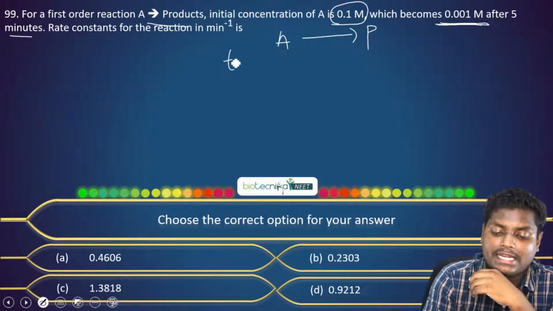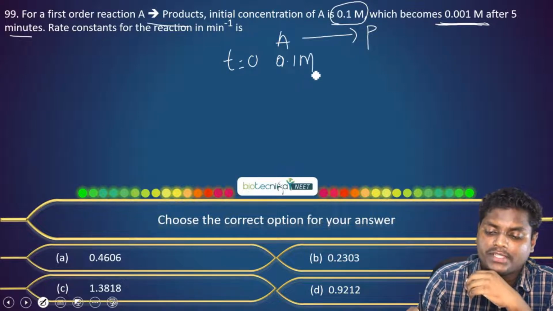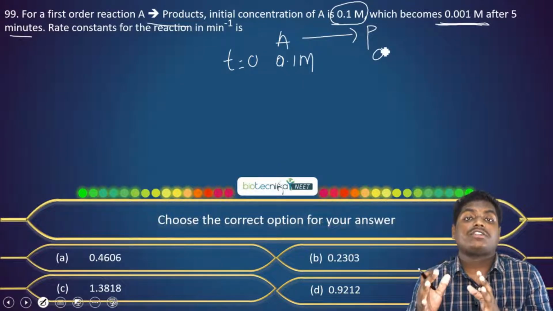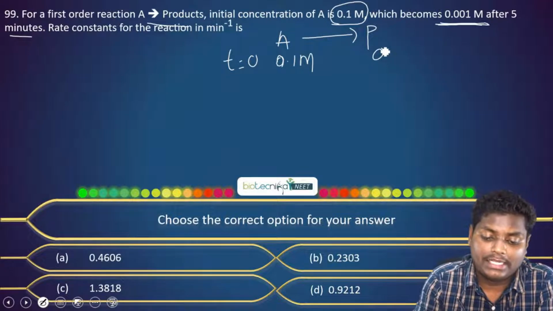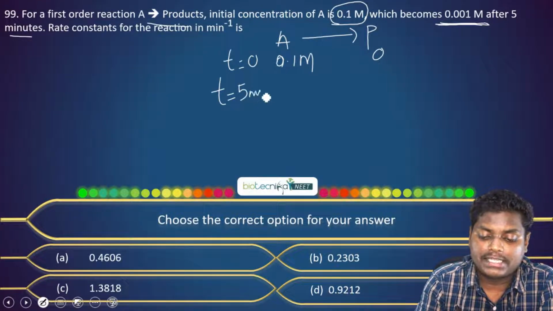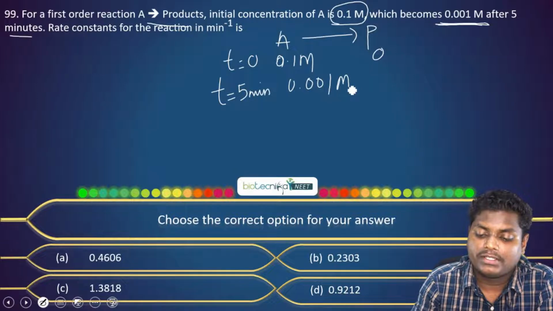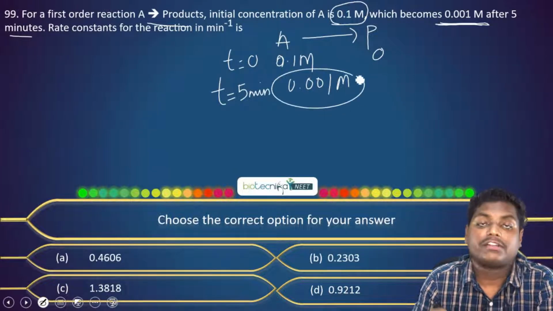So they have given us that at time t equal to 0, the concentration of A is 0.1 molar, and the concentration of the product will be 0, since the reaction has not started. They have given us 5 minutes. At time 5 minutes, the concentration of A is getting changed to 0.001 molar.